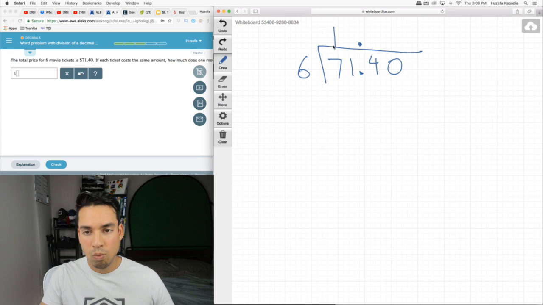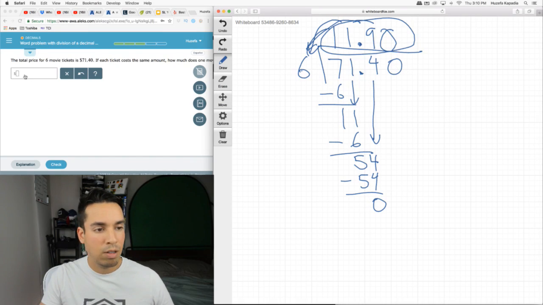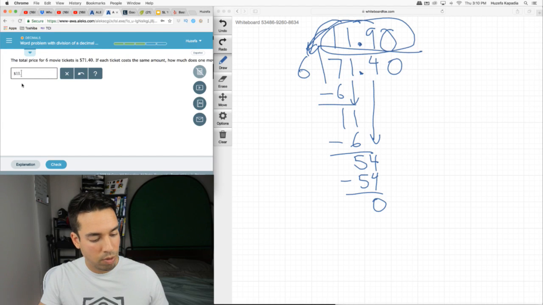6 goes into 7 once. 1 times 6 is 6. Subtract, we get 1. Bring down the 1. 6 goes into 11 once. Multiply, we get 6. Subtract, we get 5, bring down the 4. 6 goes into 54 9 times. 9 times 6 is 54, and we're done. But since we got a 0 here and we're done with the division, just add a 0 for good measure. And the price is $11.90.